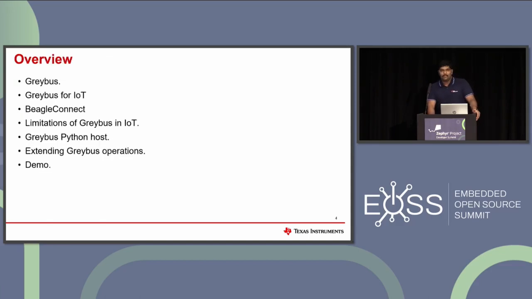So this is how I have planned to talk. We'll go through an introduction to Greybus, then developments on using Greybus for IoT, then Beagle Connect, and some limitations and how I have a proof of concept to overcome these limitations. And then I also have a short demo where I have a real-time control loop running through Greybus.